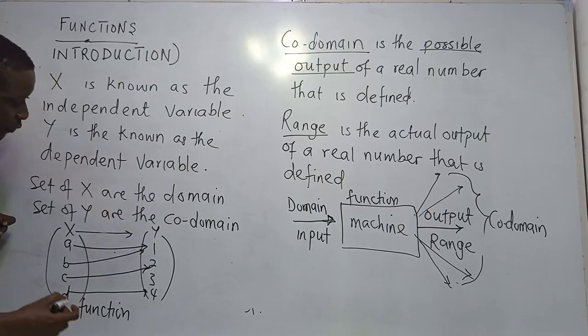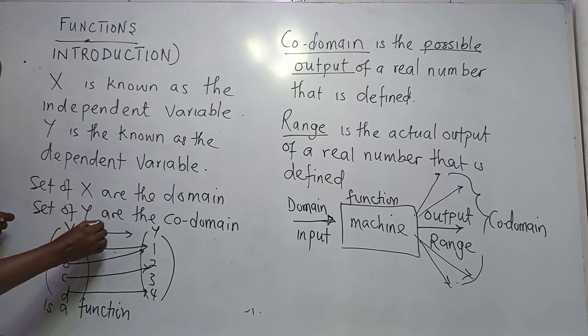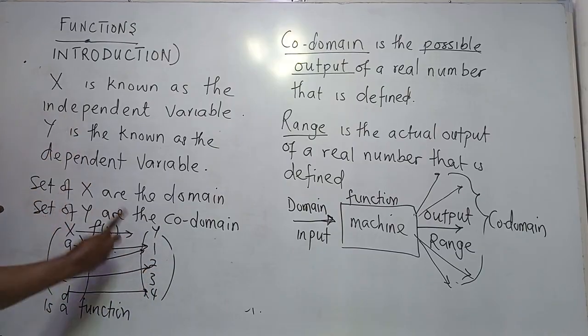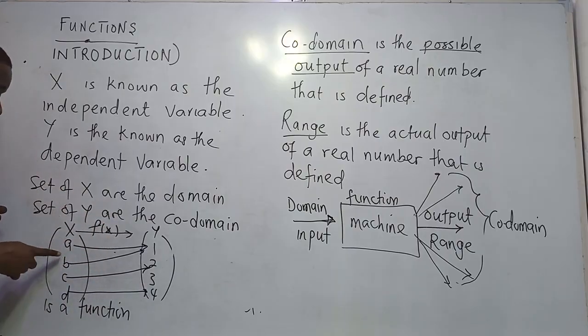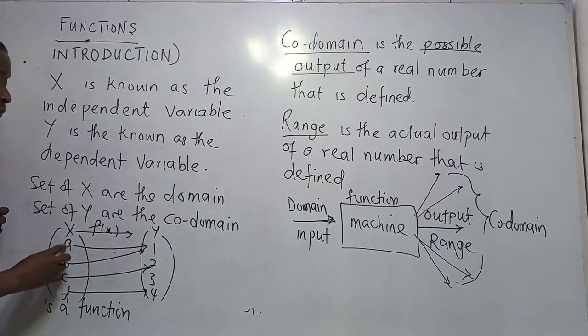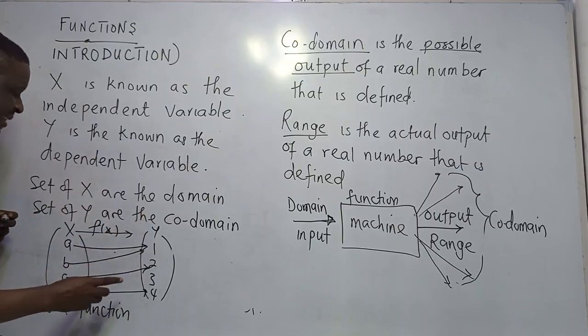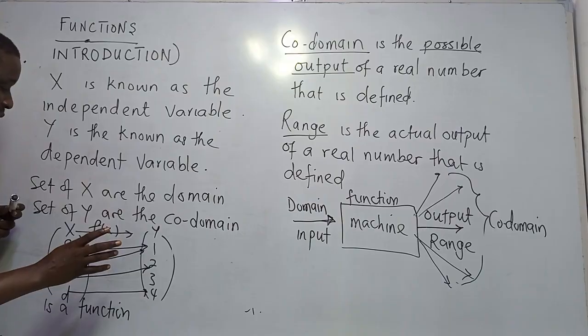Why is it a function? Because each of the elements of the domain is defined. There must be a function that must be given. So that means this is the input, and all these are the possible outputs. Among the possible outputs, we now have the actual output. So all A, B, C, D are elements of the domain X. 1, 2, 3, 4 are the members of the codomain. These members of the codomain are the possible outputs.